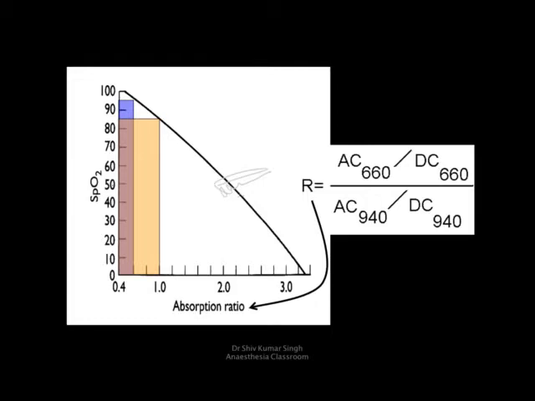These values are actually drawn from volunteers. And because volunteers cannot be ethically desaturated below 80%, any reading below 80% is an extrapolation and cannot be trusted.